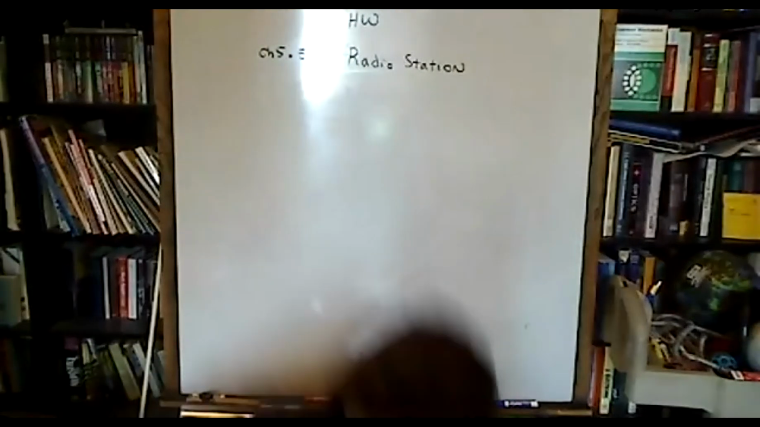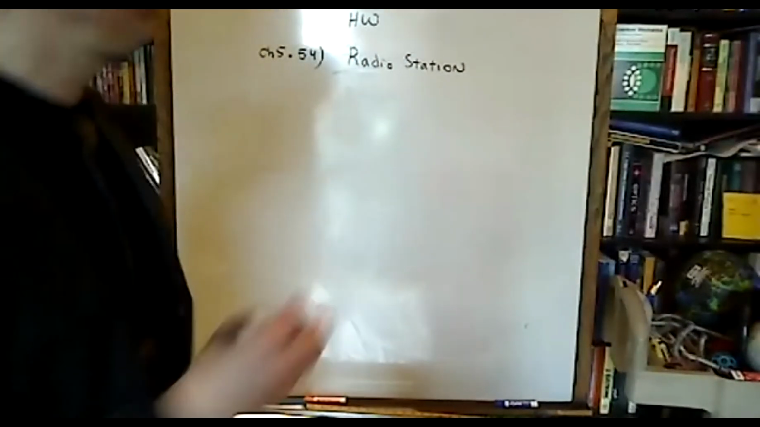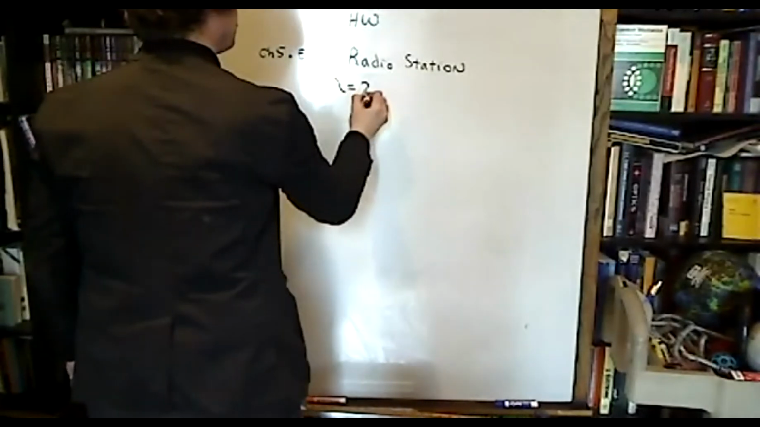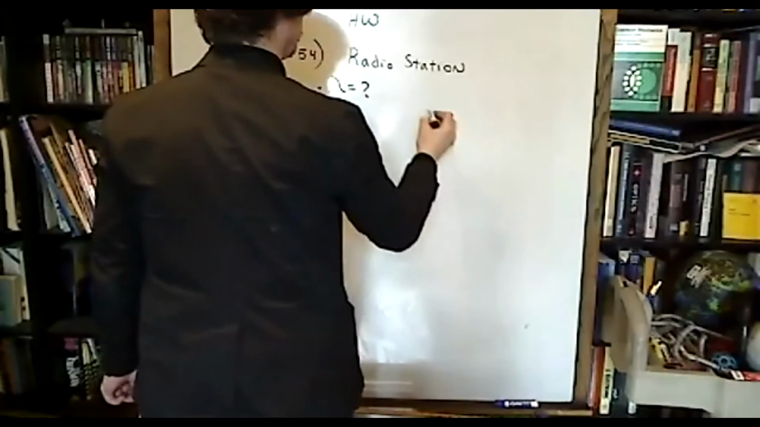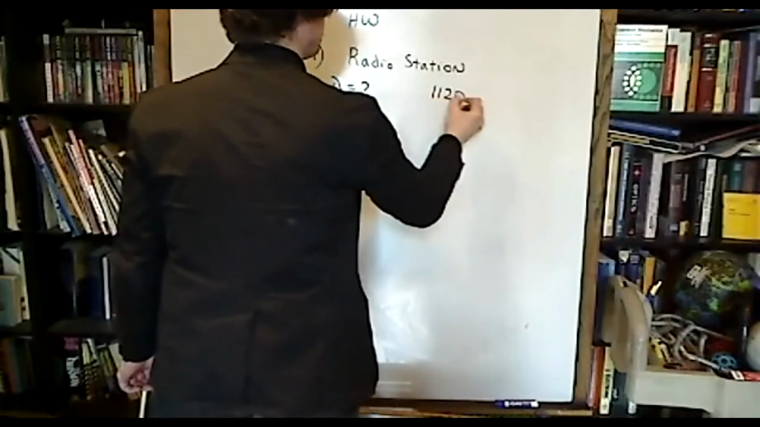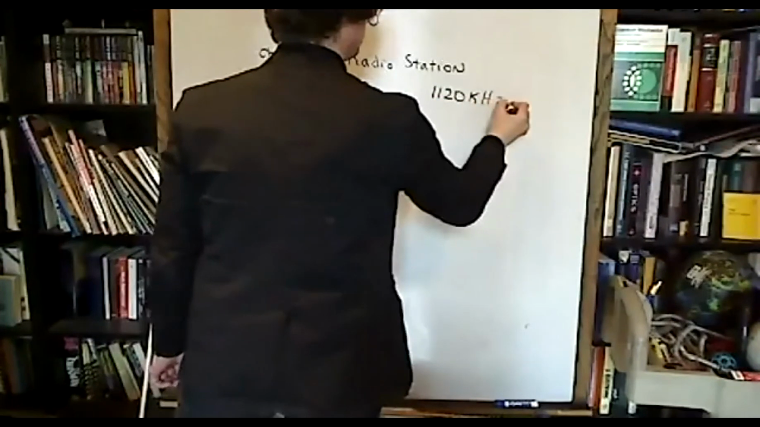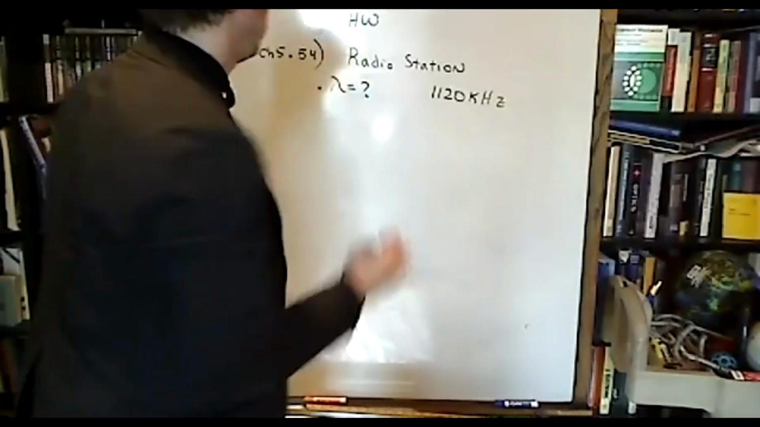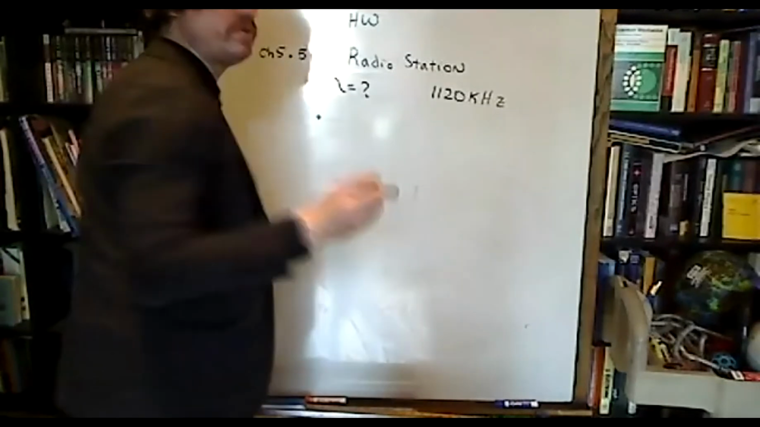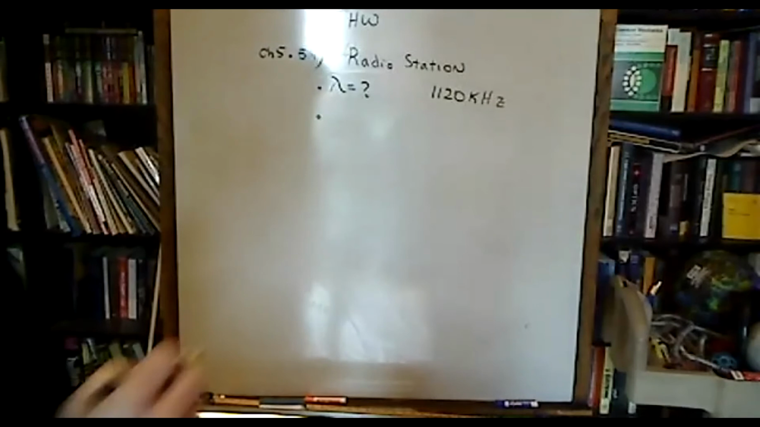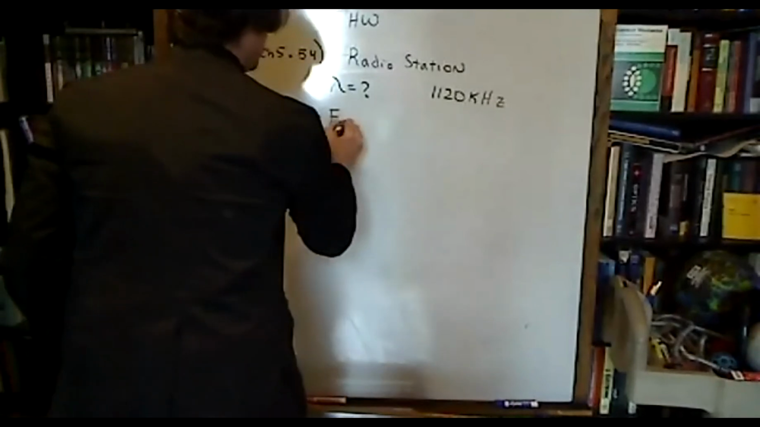Okay, number 54, radio station. What is the wavelength of a radio photon from an AM radio station that broadcasts at 1,120 kilohertz? The second part is, what is its energy? All right, so we have 2 questions to answer.